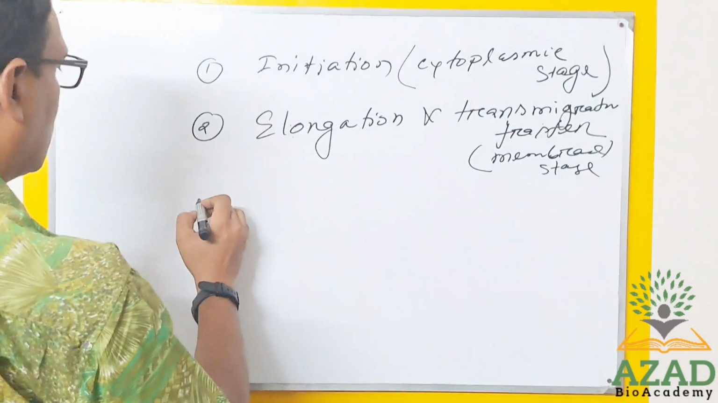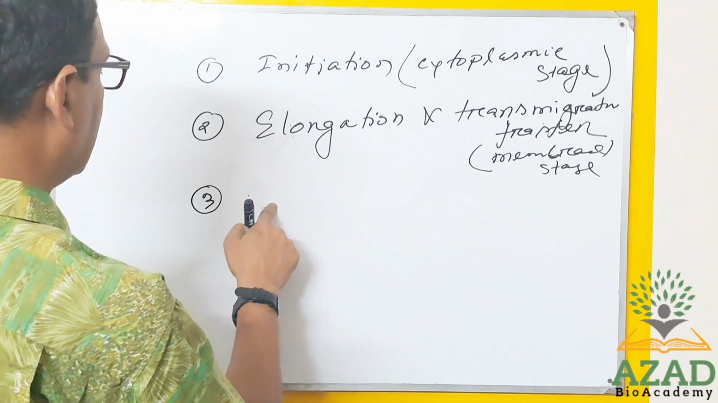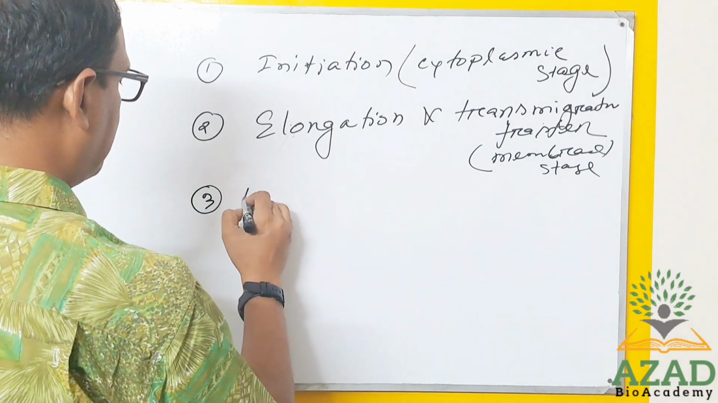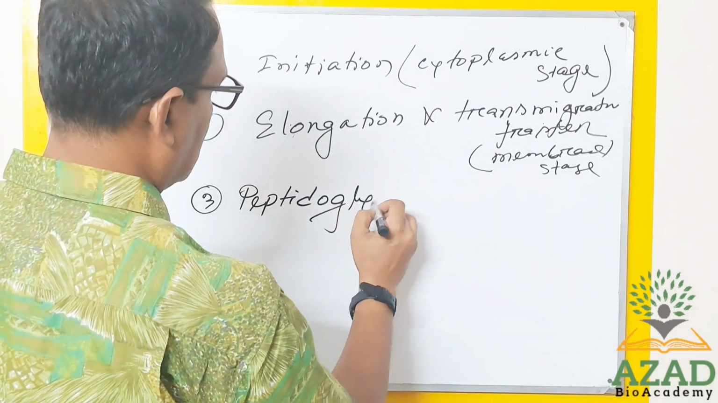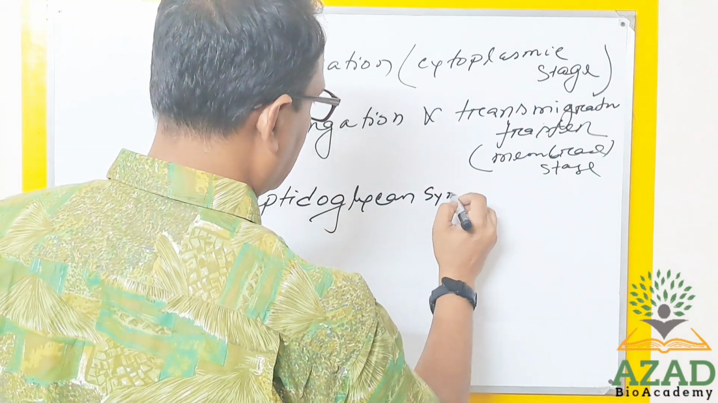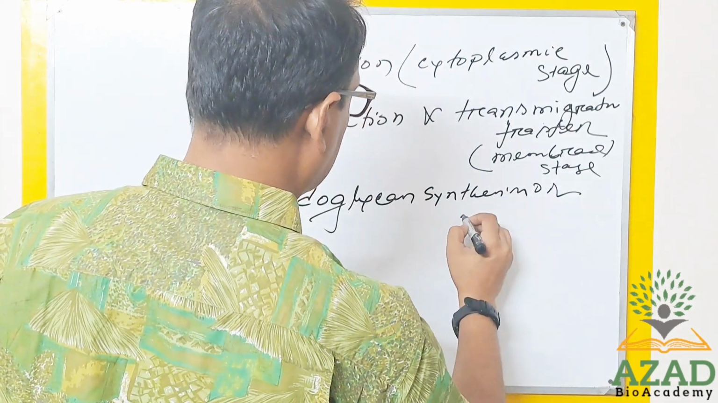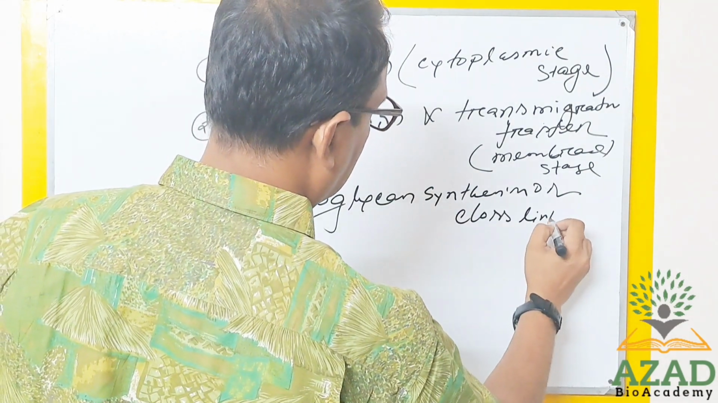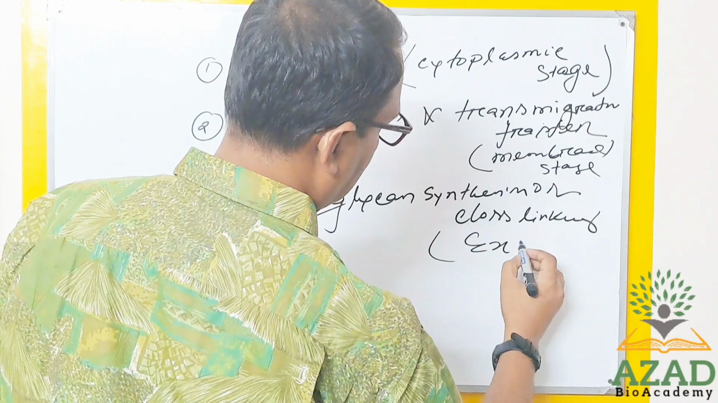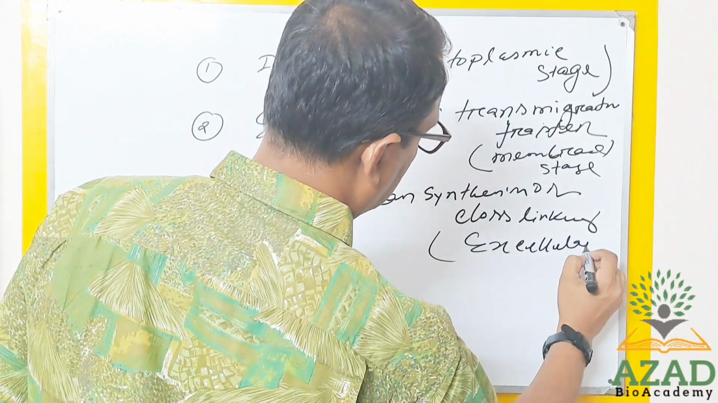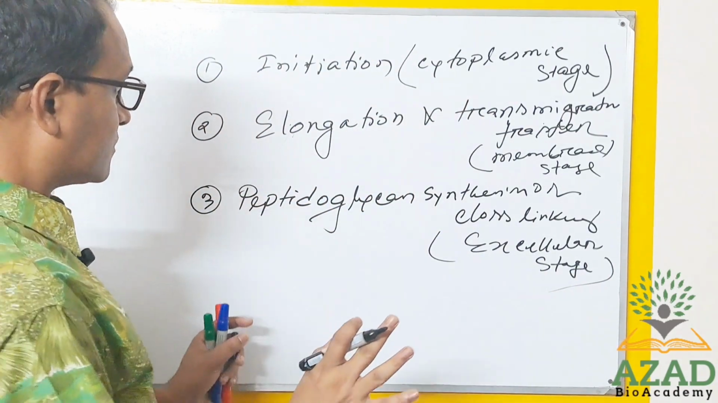Okay, and the third one is extracellular. The third one is basically peptidoglycan synthesis stage, or you can say cross-linking stage, and according to the location it is the extracellular stage. Okay, so one after another I will try to explain.